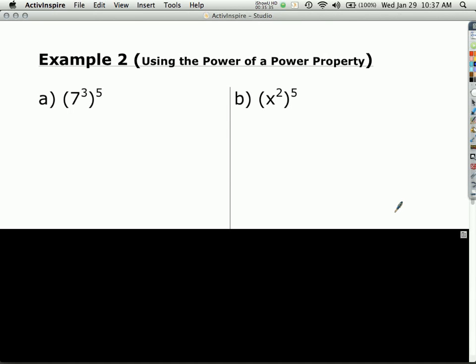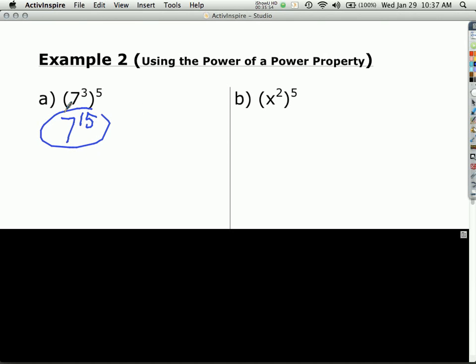And the shortcut tells us to do what? Shortcut tells us to do what? Anissa? Multiply the exponents. So if you wanted to, you could say, okay, 3 times 5, so this is going to be 7 to the 15th power, and that's it.